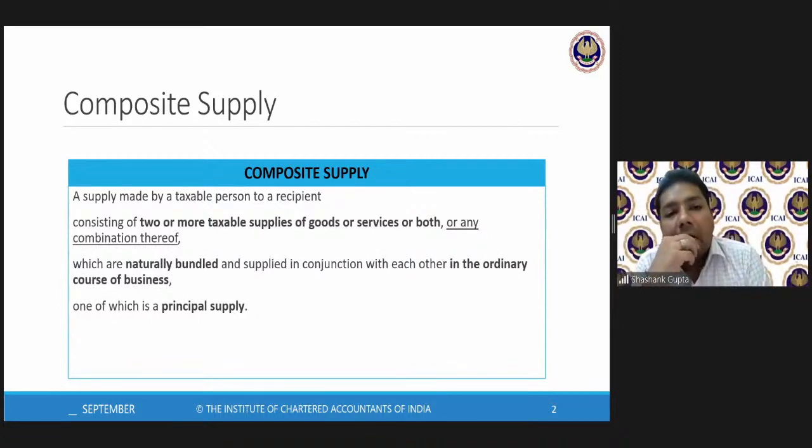So, now is this naturally bundled? Only a wedding in its normal sense is somewhere nature's call. But otherwise, this is naturally bundled because that is how these transactions are occurring. So across the country, you can go out and book a function simply by agreeing to a per plate charge and giving a minimum guarantee to the hotel or to the banquet.